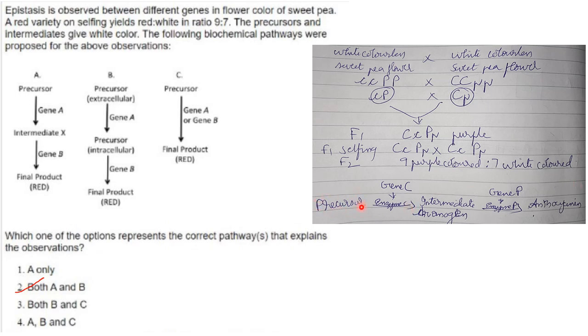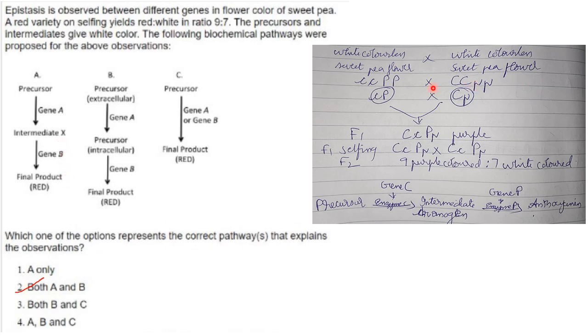Now this is the precursor for flower color. Gene C will produce enzyme C, which produces the intermediate chromogen. Gene P will produce enzyme P and you will get anthocyanin or purple coloration. This is what is happening in complementary gene interaction when both C gene and P gene are present. But if one of the genes is mutated, you will not get anthocyanin color. If P gene is mutated, then also you will not get color. If C gene is mutated, then also you will not get color. If both the genes are present, you will get a colored flower.